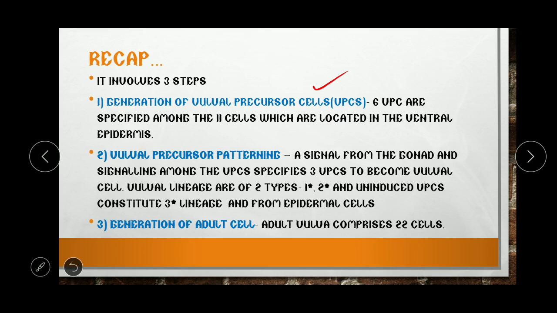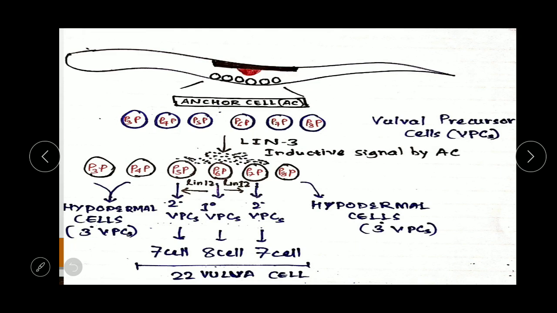The adult vulva has 22 cells, as you know. Here you can see the diagram, which is one of the most important. You can see the gonad, black in color, and the red colored anchor cell. The anchor cell secretes LIN-3 protein. LIN-3 protein is an epidermal growth factor, so it is a signal, or you can say a ligand. The cell receiving the highest concentration of the LIN-3 ligand is P6.p. You can see here that P6.p is the nearest to the anchor cell, so it is receiving the highest concentration of the ligand, that is, the LIN-3 epidermal growth factor.